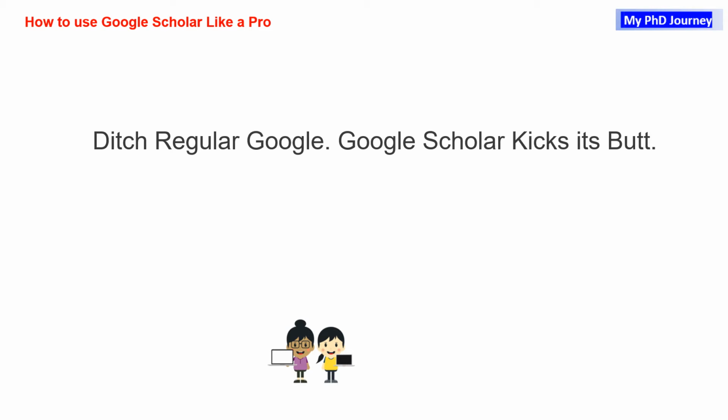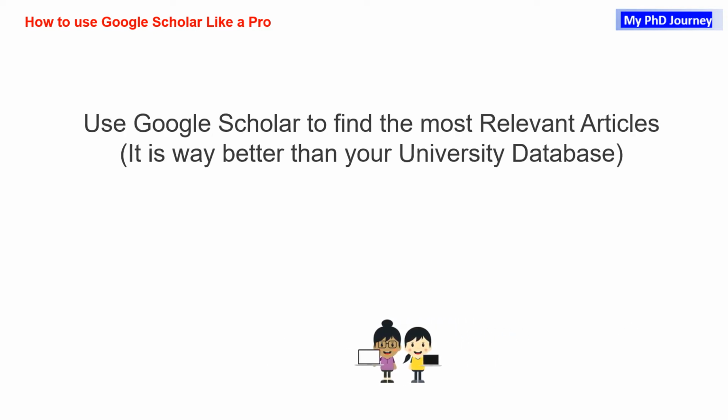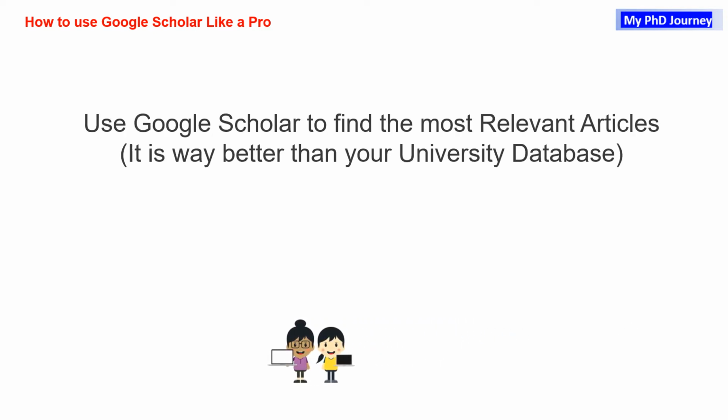Ditch regular Google. Google Scholar kicks its butt. Use Google Scholar to find the most relevant articles. It is way better than your university database.